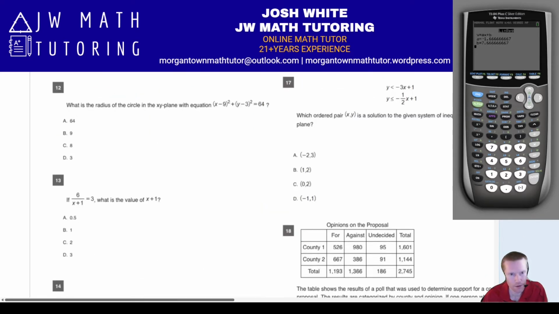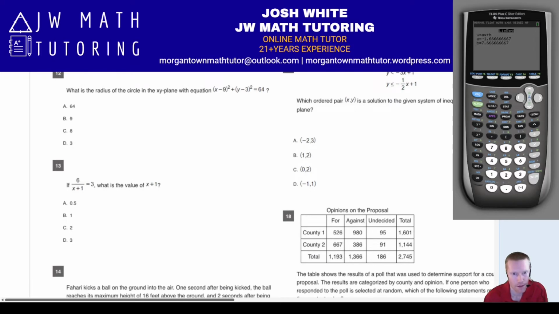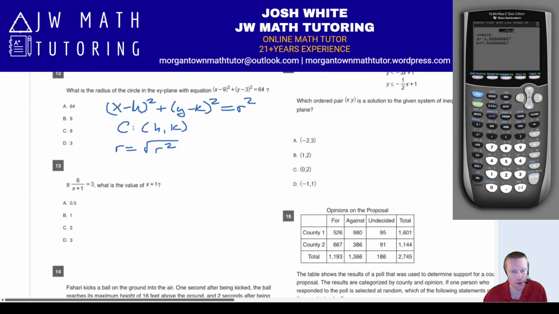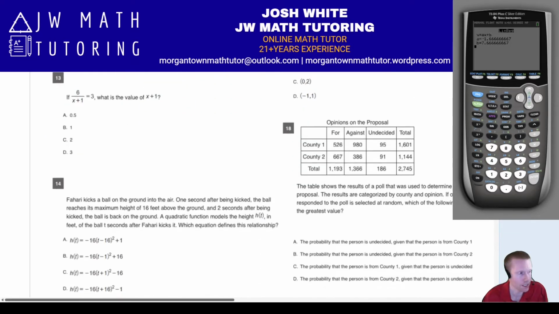Okay, below it we have problem number 12. And they give you the equation of a circle in standard form here. Just to review, if you're not sure, standard form is (x minus h) squared plus (y minus k) squared equals r squared, where h comma k is the center of your circle. And your radius is just basically the square root of the number on the right. So the radius of this circle in this problem is just going to be equal to the square root of 64, which is 8. Letter C, that's it. There's no more work to do. By the way, the center of the circle, just for practice, is 9, 3, but you don't need that to solve this problem.